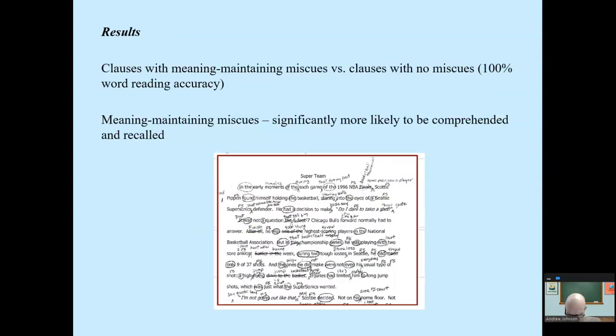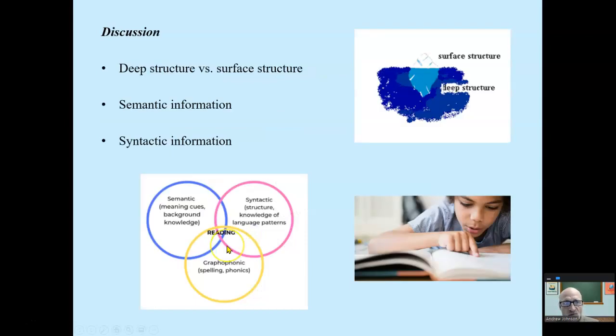The results. When comparing clauses with meaning maintaining miscues with clauses with 100% word accuracy, or no miscues at all, the clauses in which there were meaning maintaining miscues were significantly more likely to be comprehended and recalled. So this indicates that for comprehending and remembering what we read, maintaining meaning is significantly more important than word reading accuracy. So why might this be?